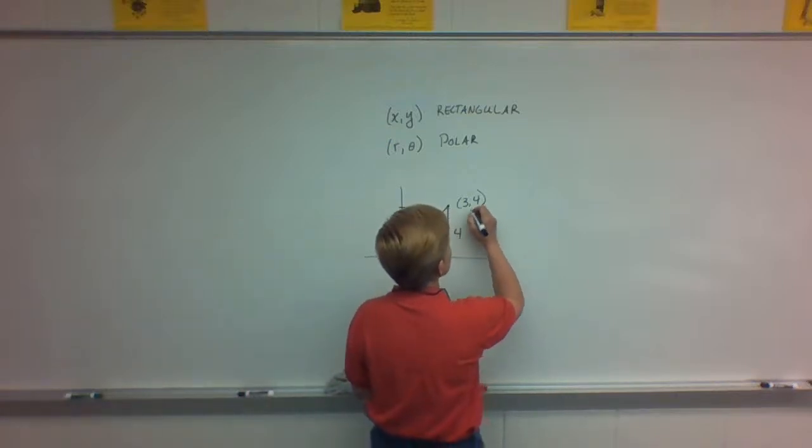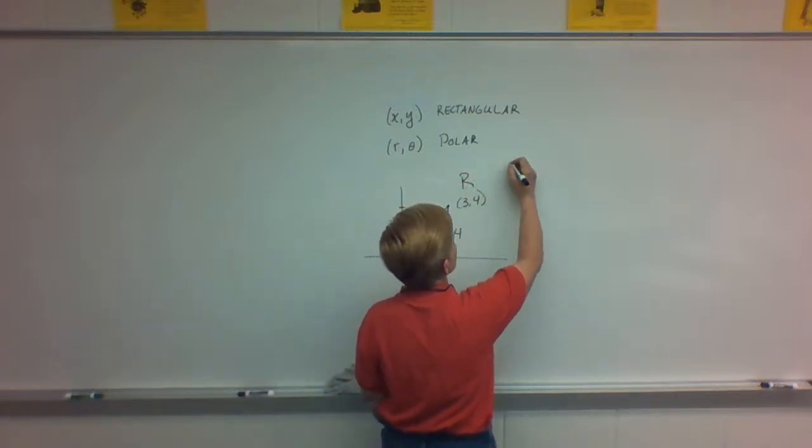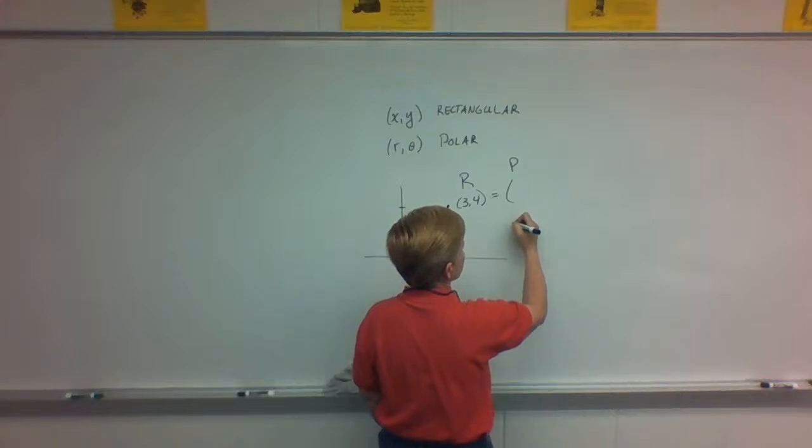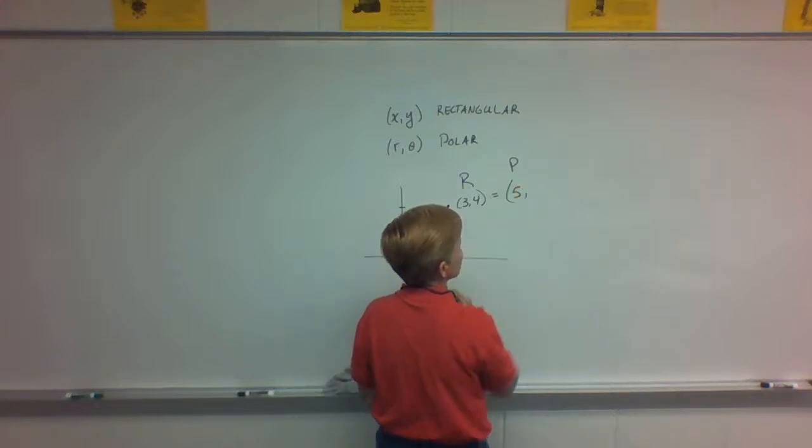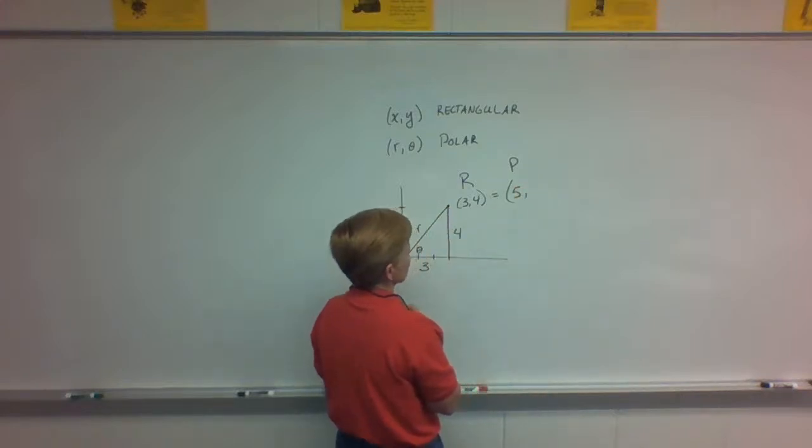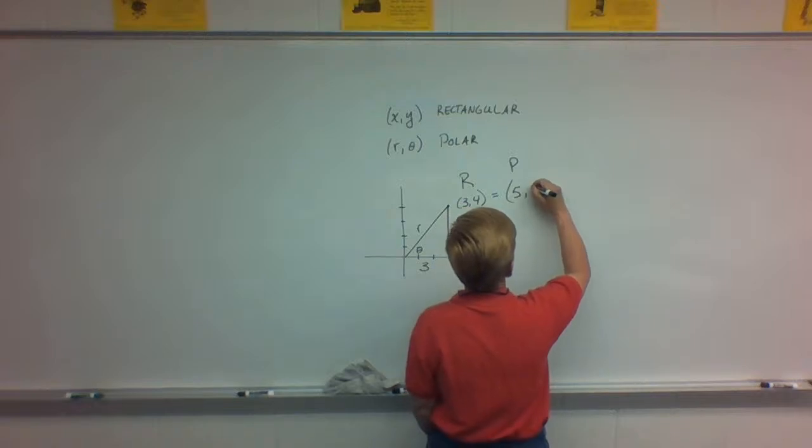Okay, so this rectangular form when we go to polar is equal to what? 5, 53.13 degrees. All right. 53.13 degrees.